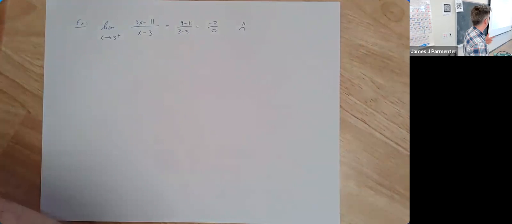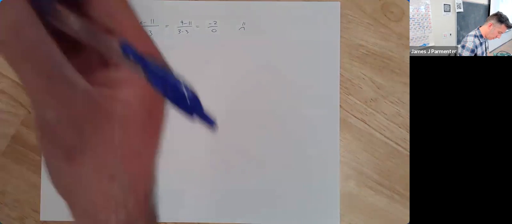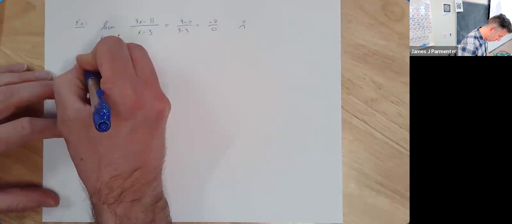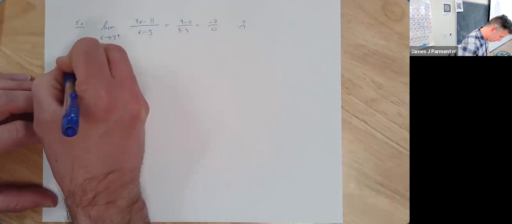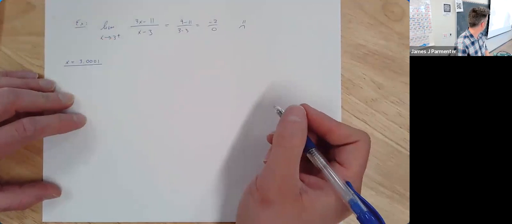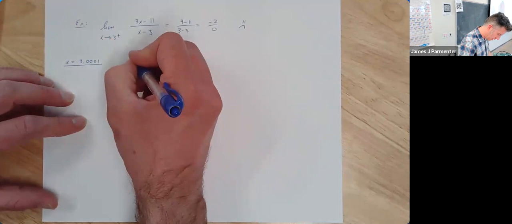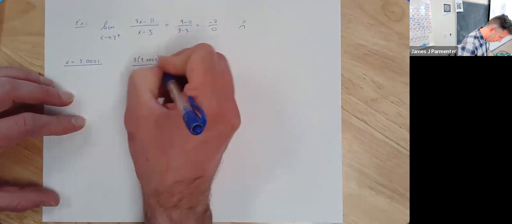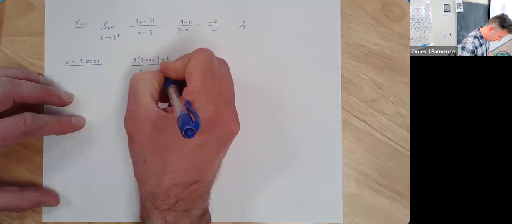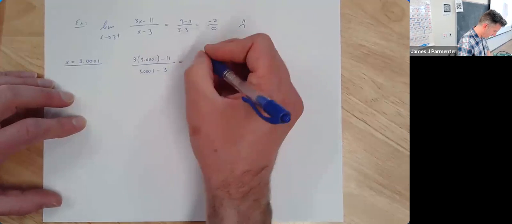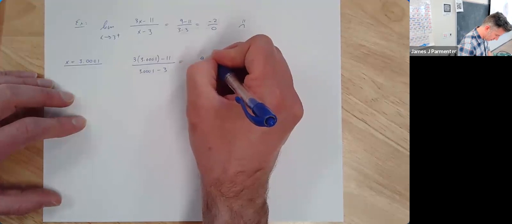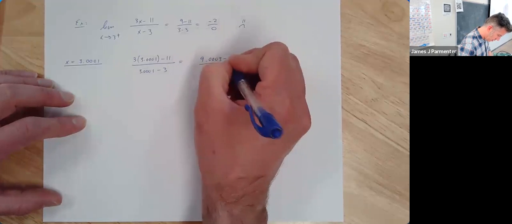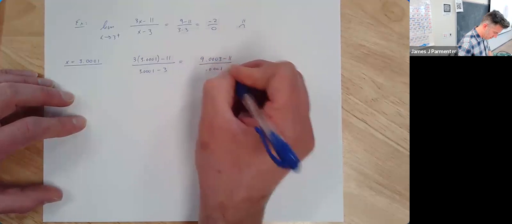Here's the thought process. We are approaching 3 from the right. Let's say we picked a really, really close number to 3, like 3.0001. Let's see what happens. On top, I'm going to get 3 times 3.0001 minus 11, over 3.0001 minus 3. On top, I've got 9.0003 minus 11, over 0.0001.